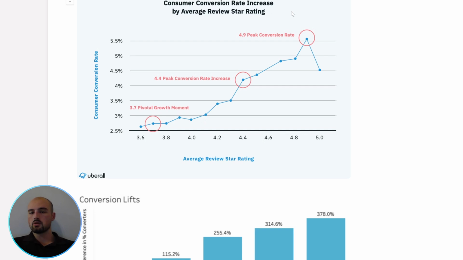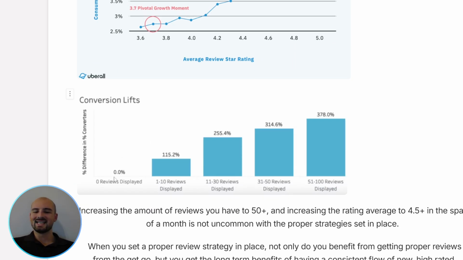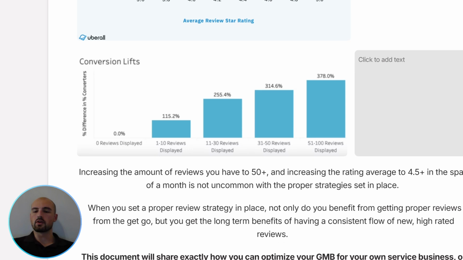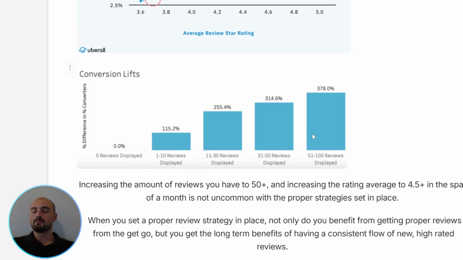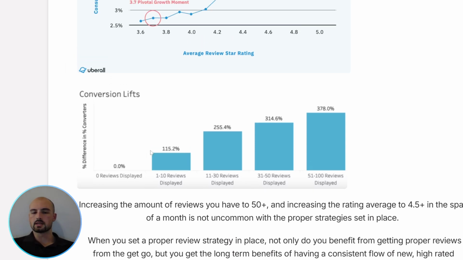So basically doubling your business, because you're not even doubling, you're just increasing your rating by 1.2. And then the effect it's going to have after that in terms of conversions, even more by having more reviews. So having 51 to 100 reviews is going to basically triple your business from going from 1 to 10. Actually, we're not going to use it as a comparison. But in any case, here you would be tripling your business.